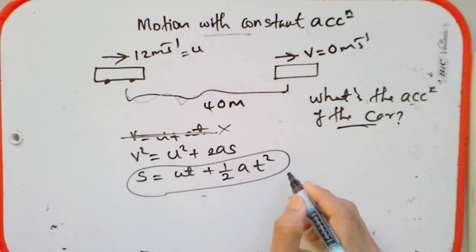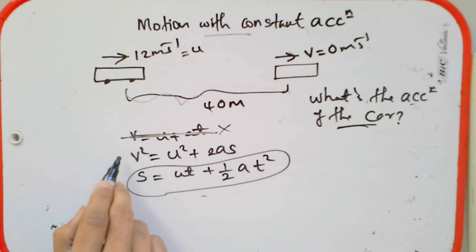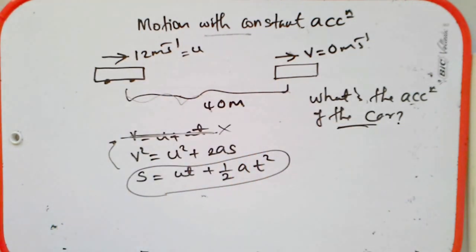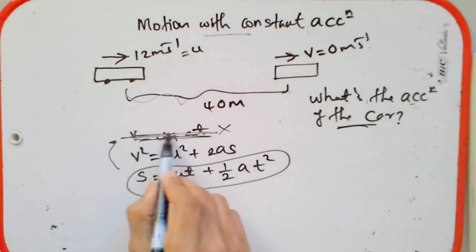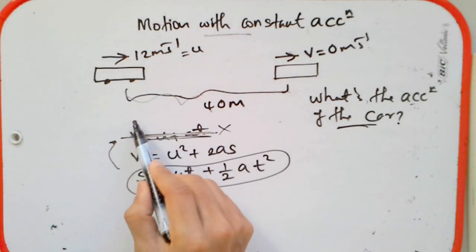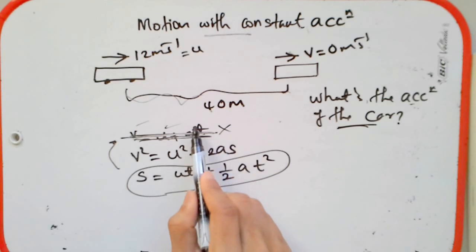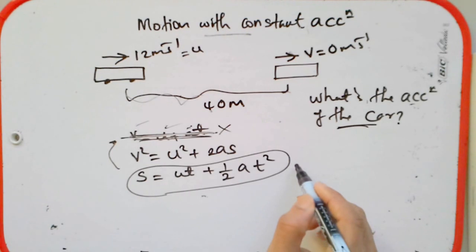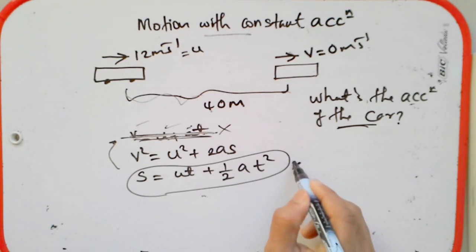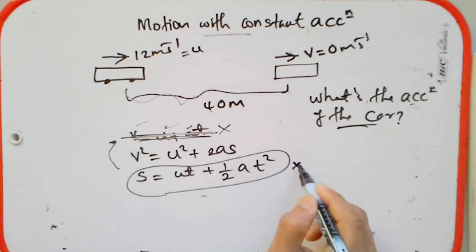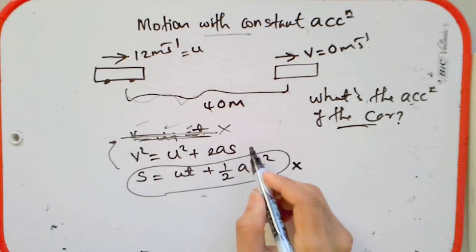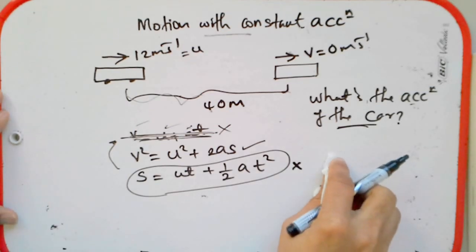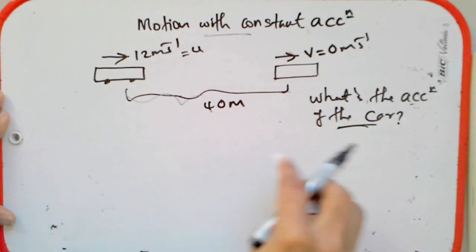Of course I can use this one, but then I need to use the previous equations to find the time. Actually, I can't even use this one, because in this case I know the final speed and the initial speed, but I have no idea what the acceleration is. So this equation is useless. You can't use this. So the only equation available is the middle one, v squared is equal to u squared plus 2as. So I'm going to use that equation.